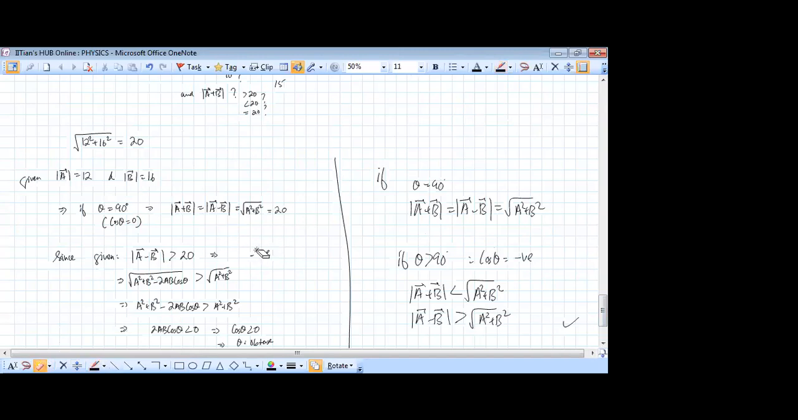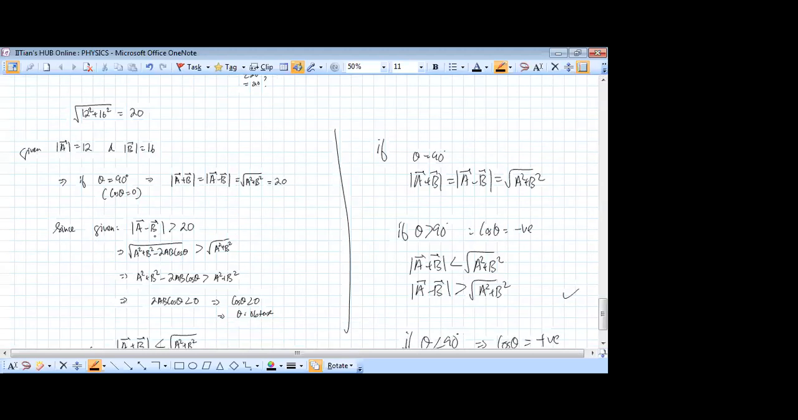Okay, so this conclusion is coming by a series of steps. In this step, I opened mod of A minus B using the formula, and 20 is nothing but root of A square plus B square. Now we are squaring both sides; if A is greater than B then A square should be greater than B square. Now cancel A square plus B square, so we have minus 2AB cos theta is greater than 0. That means 2AB cos theta is less than 0. Now in that, A and B cannot be negative quantities. They are magnitudes of vectors. So that means cos theta must be the negative quantity. So cos theta is negative, which means the angle theta is obtuse.